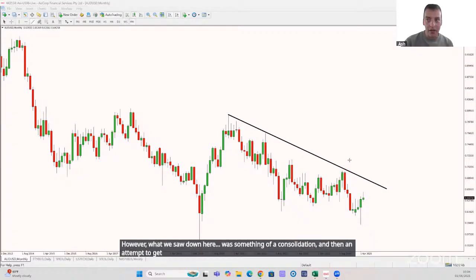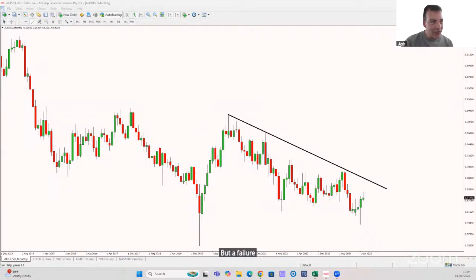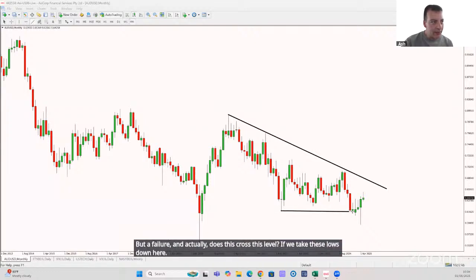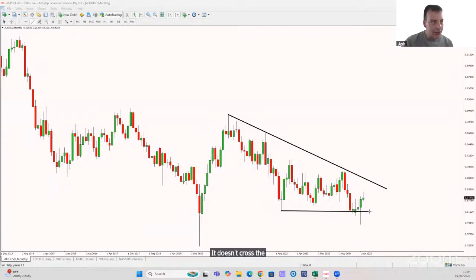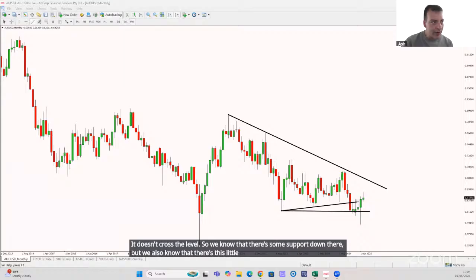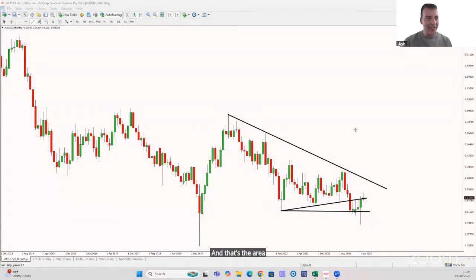However, what we saw down here was something of a consolidation and then an attempt to get back above this trend line here, but a failure. And actually, does this cross this level? If we take these lows down here, it doesn't cross the level. So we know that there's some support down there, but we also know that there's this little trend line going along here, and that's the area where we're currently testing.